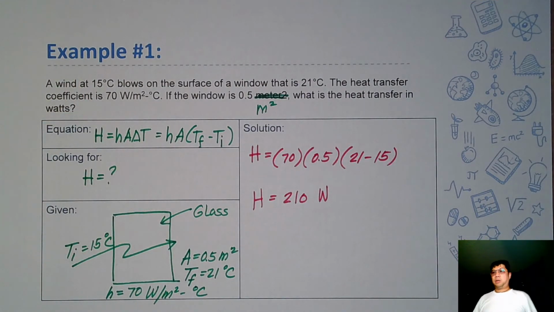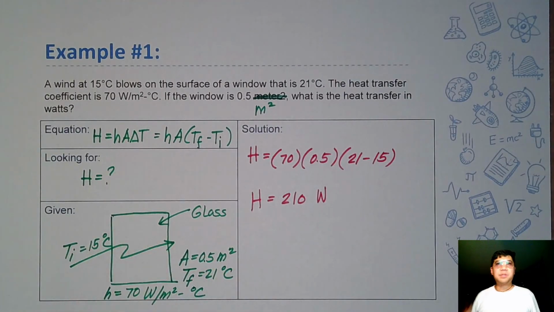210 watts, and that is the amount of heat being transferred from the air to the surface of the glass. And that is an example for heat transfer through convection.